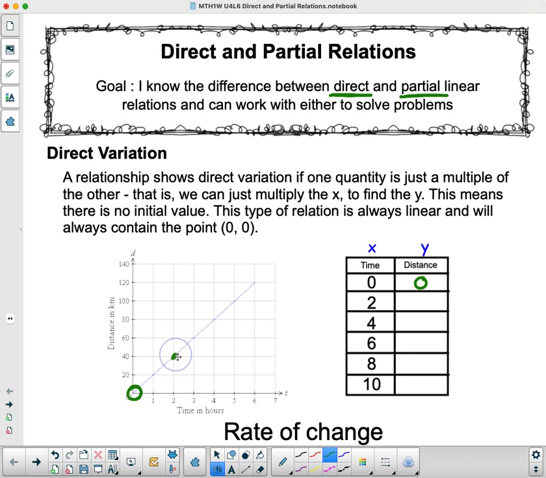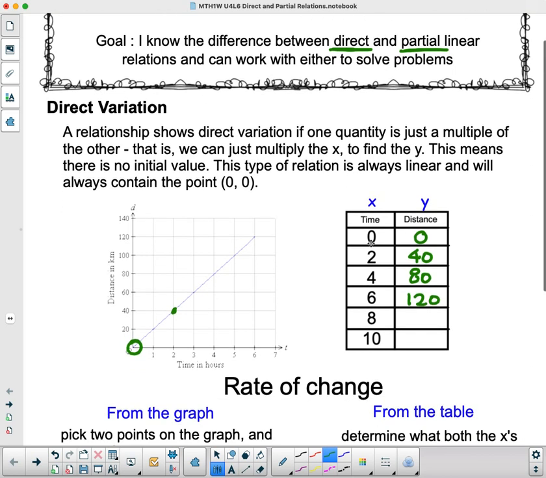2 here is 40. 3, if I go up, is 60. And if I look at 6, oh, that was 4, not 3. Whoops. Well, let's get rid of that. 4 is 80. So that should be 80 there. 6 is 120. And then our graph kind of goes away. And so we're going to try and use the relationship to finish the next couple of things here.